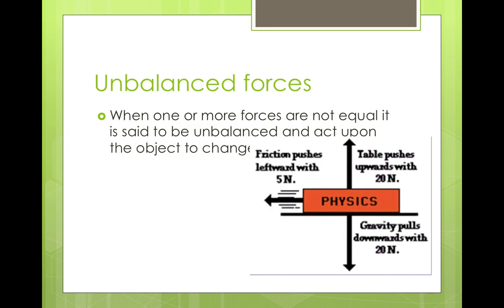Your second type of force is your unbalanced force. Now, this is when you have either one or more forces that are acting on the object and they're not equal. All right, they can be going in the same direction or they can be going in opposite directions. So in this case, we have the two forces here that we had in our first example, the 20 newtons, one going up and one going down. And you also have another force, which is friction, pushing the object towards the left with 5 newtons. So because of this force right here, the object is now unbalanced.